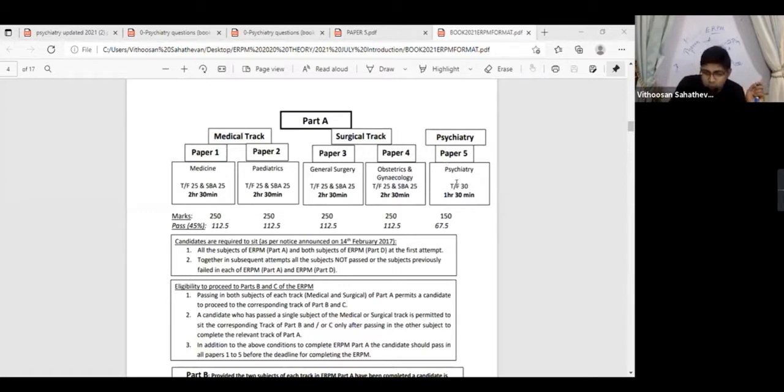Now the new psychiatry paper is going to consist only of true false questions. You are not going to have single best answer, only true false questions. It is 30 questions, true false, which is going to last for 1 hour and 30 minutes. Clear? Is that okay up to that point?